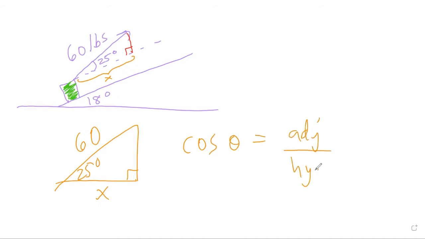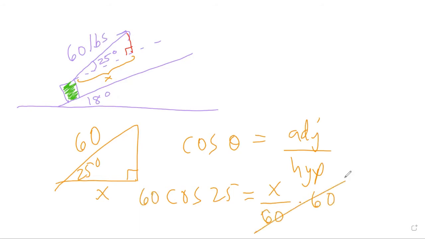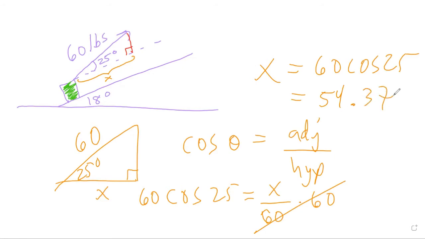right, cosine is adjacent over hypotenuse. This gives us the cosine of 25 equals the adjacent is X, the hypotenuse is 60. And if you multiply both sides by 60, this is gone. And so X would equal 60 cosine 25, which on a calculator is about 54.37. And that's actually the answer.